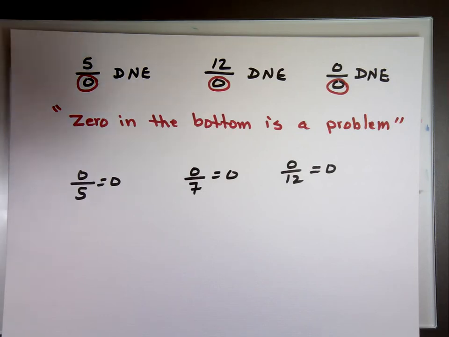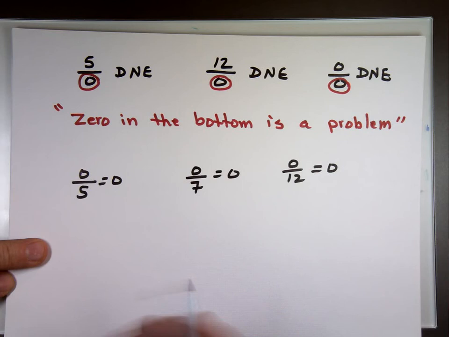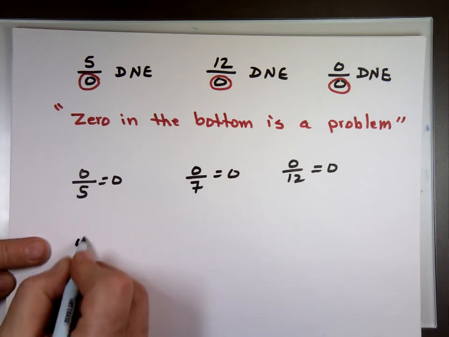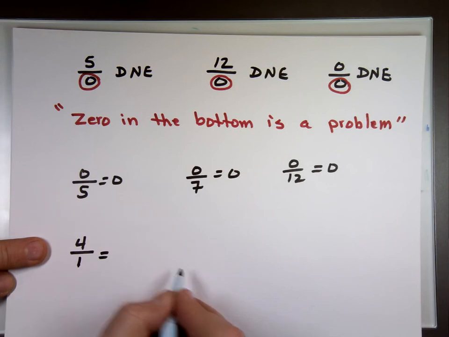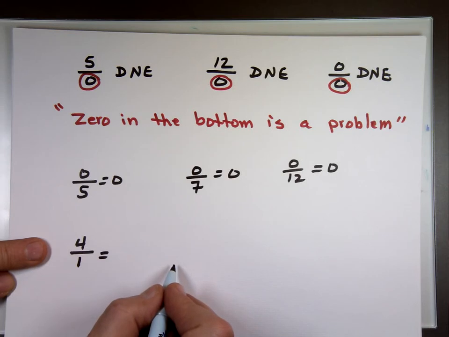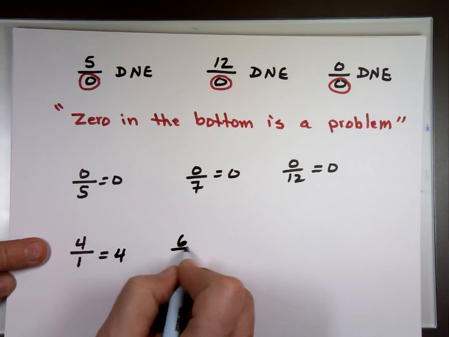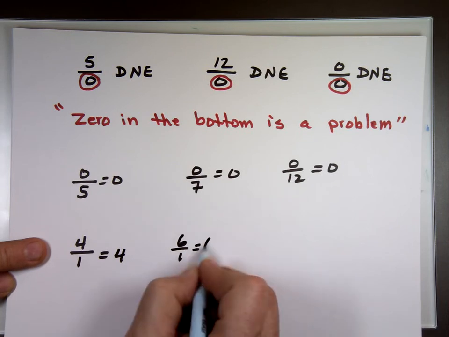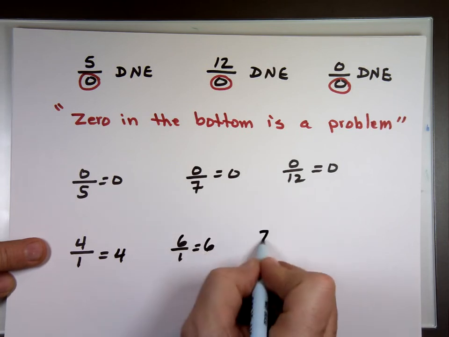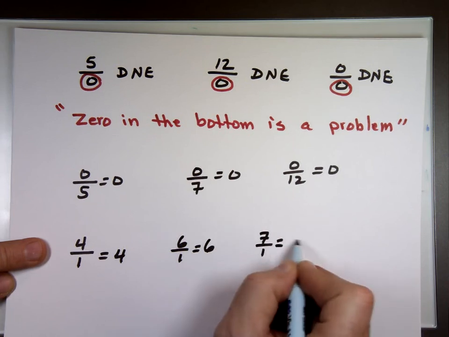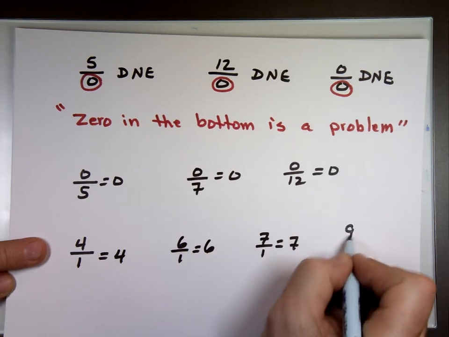And the other one, if you're dividing by 1, I just mentioned that casually. The book doesn't talk about these. I'm just putting them in. What about a number divided by 1? What's 4 over 1? 4. What's 6 over 1? What's 7 over 1? What's 9 over 1?